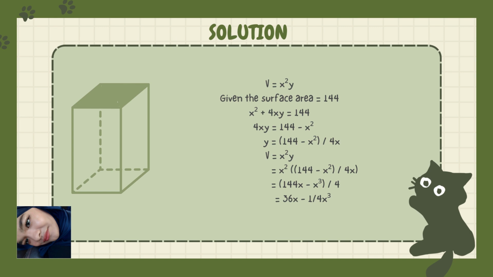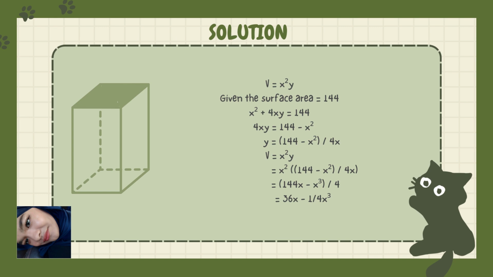Additionally, the surface area of the box is given as x squared plus 4xy equal to 144, where x squared is the area of the base and 4xy is the area of the four vertical sides. Express y in terms of x.